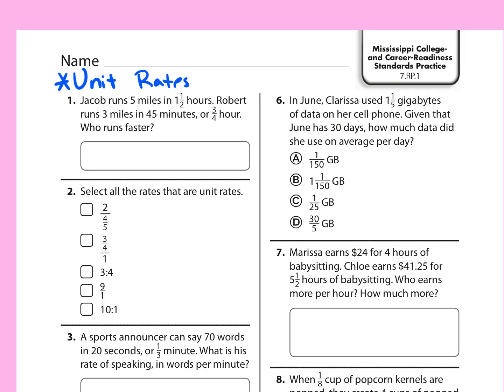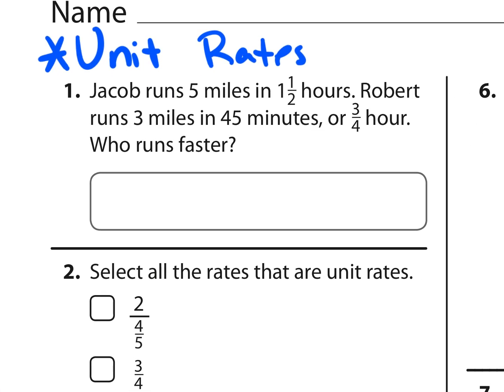Standard RP.1 is about unit rates. So starting with problem 1, Jacob runs 5 miles in 1.5 hours. Rupert runs 3 miles in 45 minutes, or 3/4 of an hour. Who runs faster? So let's find the speed. The speed would be in miles per hour. And I could change these fraction values to decimals. And that'll make this a little bit simpler to work with.